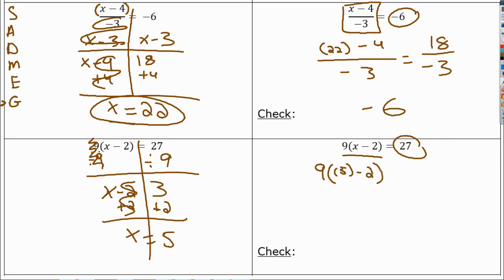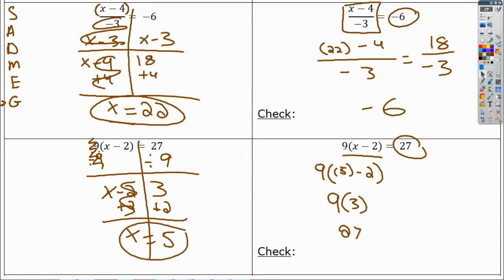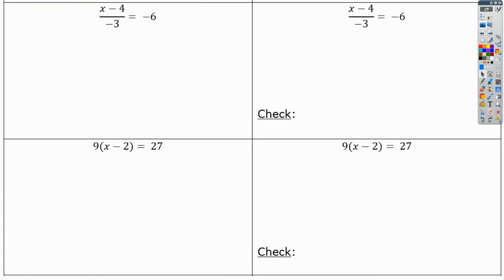So first I'll do 5 minus 2. That's 3. I end up with 9 times 3. 9 times 3 is 27, just like we wanted, so we know we did that correctly. We have one more problem we're going to go through.